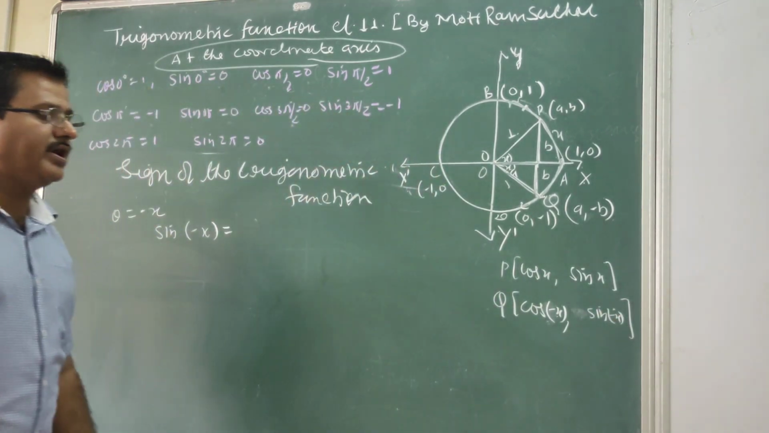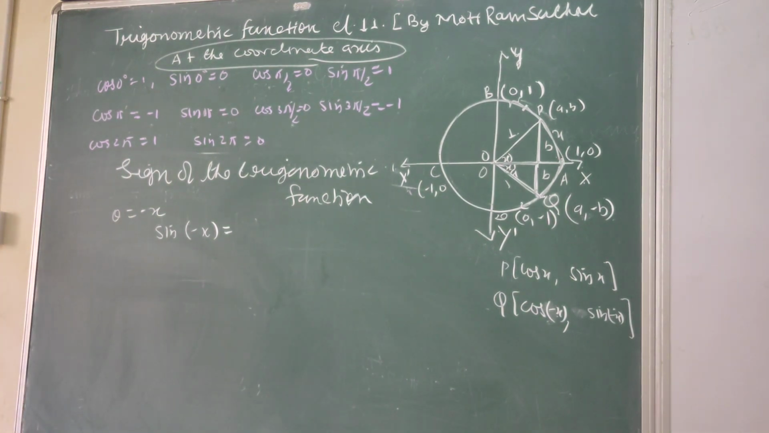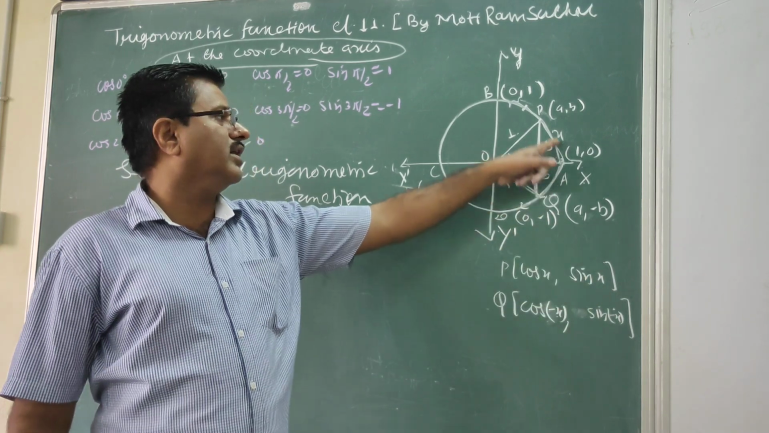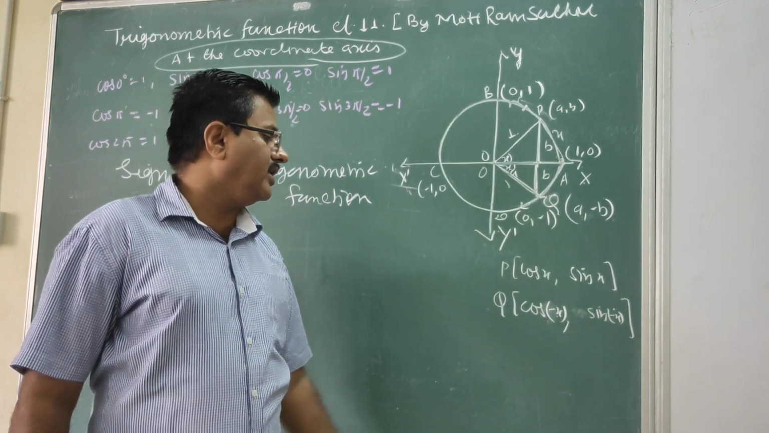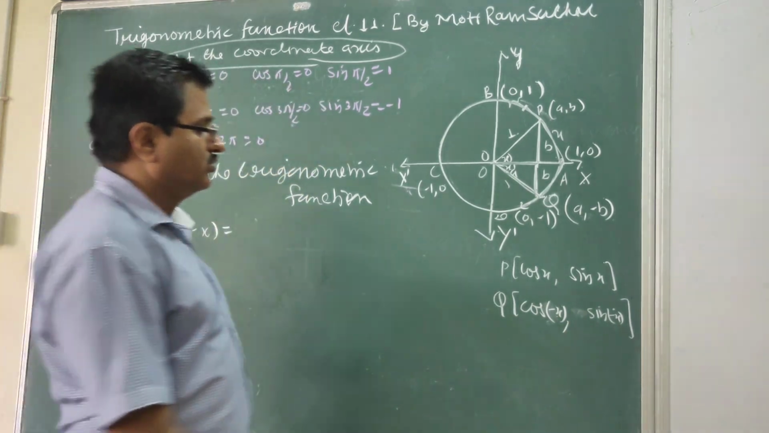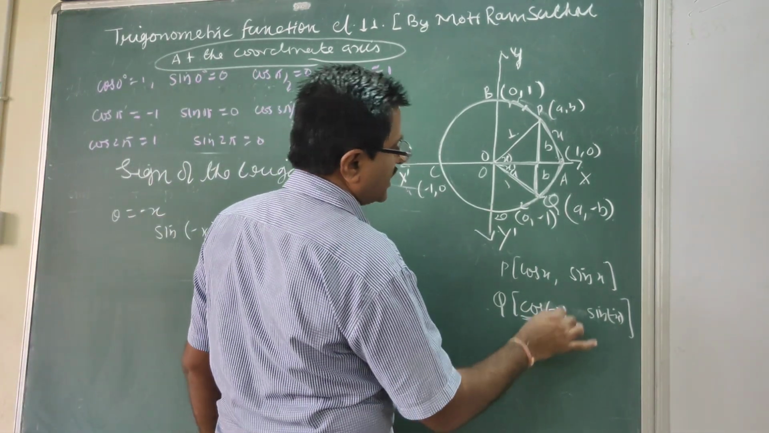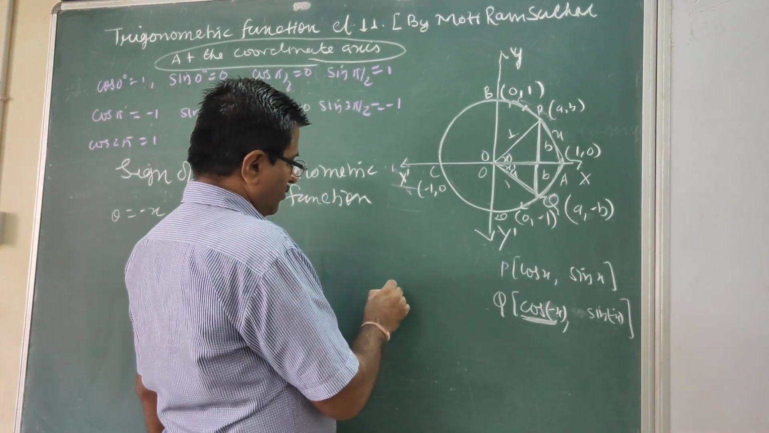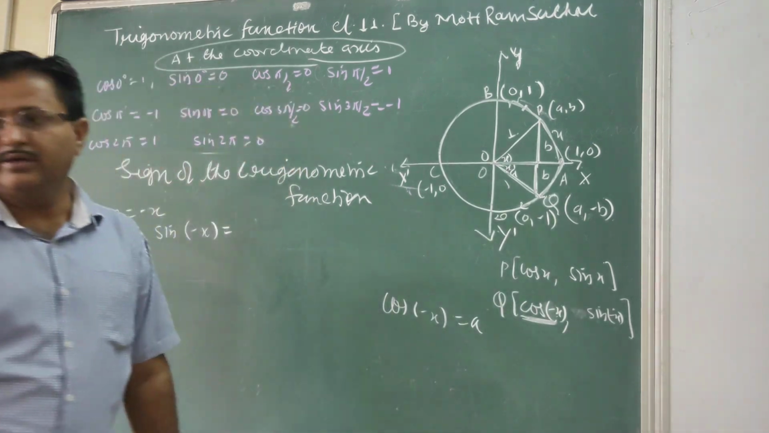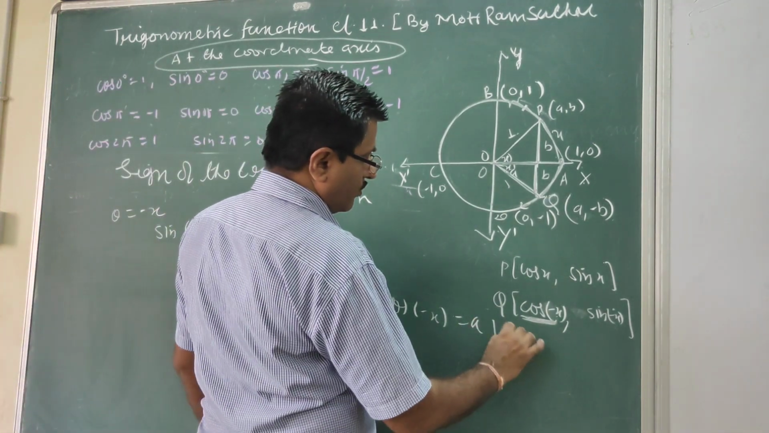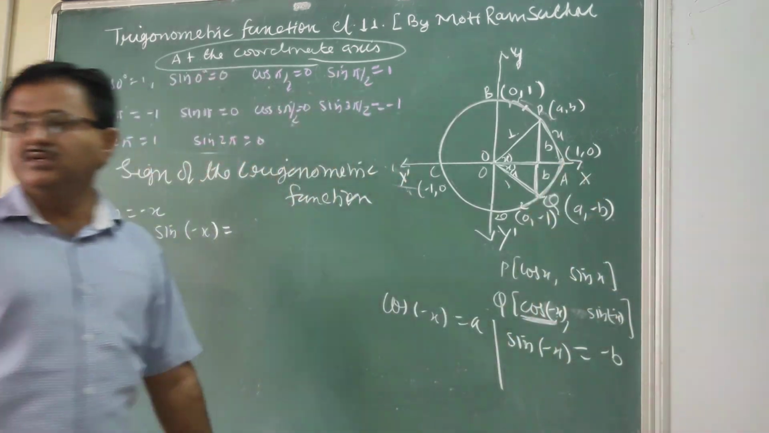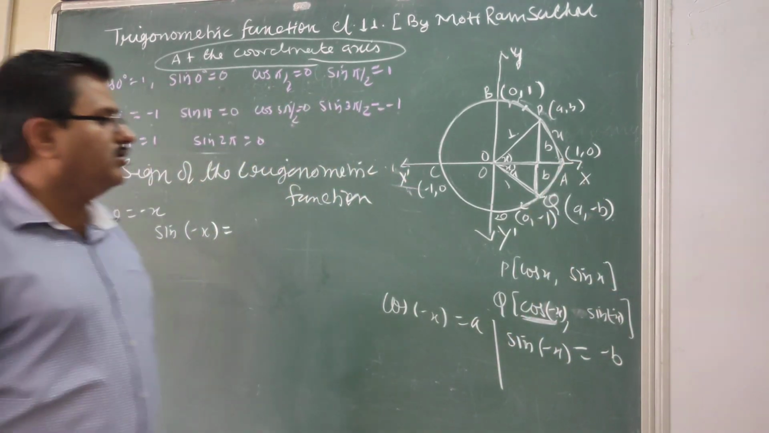In general, if you are writing the coordinate of Q, as you know that the coordinate of P is cos x and sin x, suppose you consider it in this way, then the point is cos minus x, sin minus x. So what is the value? Value of cos minus x equal to A. And value of sin minus x equal to minus B.